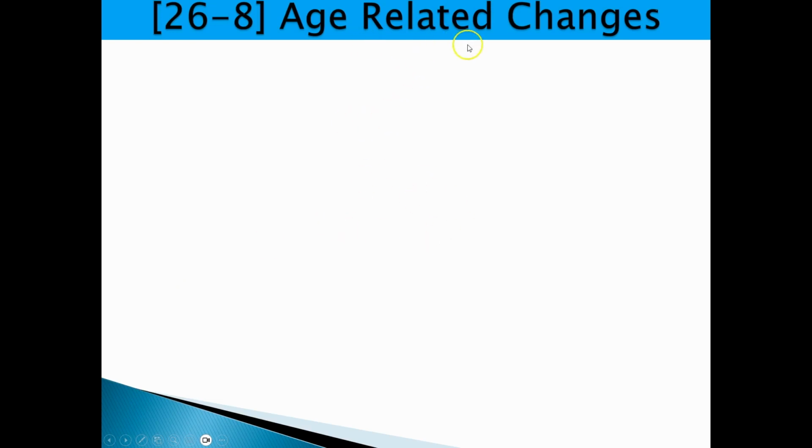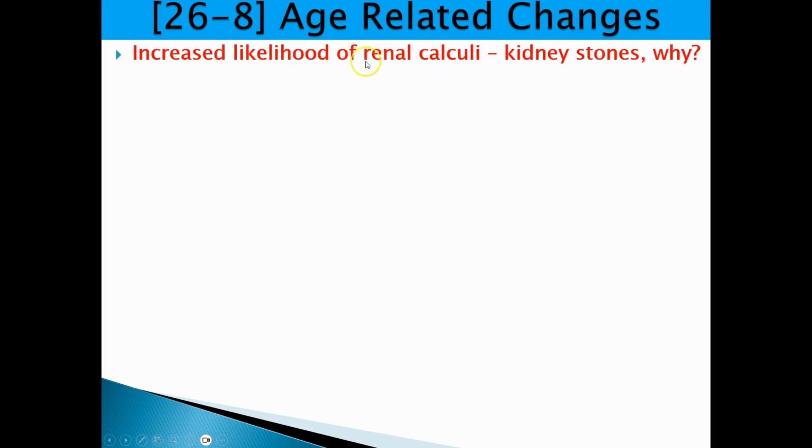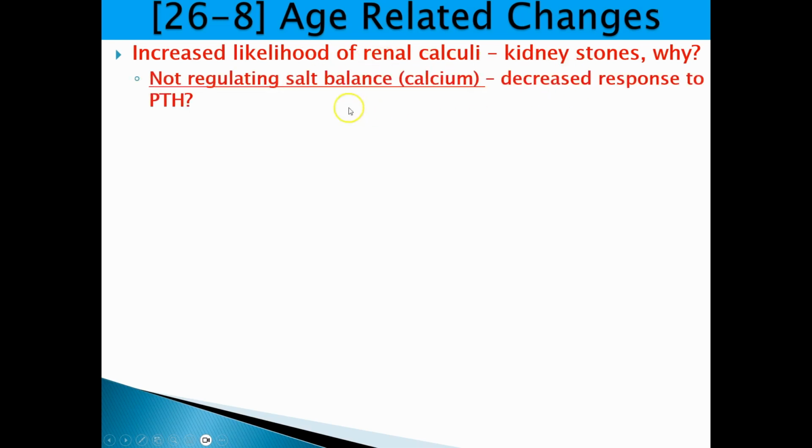And so this is what happens as we age. There's an increased likelihood of renal calculi and kidney stones. The reason for this is we're no longer able to regulate the salt balance as much. So think calcium regulation, and that's because our body starts to have a decreased response to PTH, which of course we know is what helps reabsorb calcium. So if that calcium doesn't get reabsorbed, it's forming in the kidney, right? And so that can end up happening.